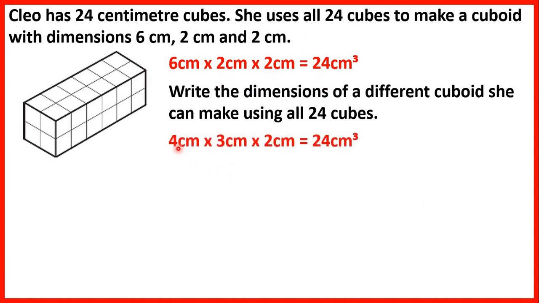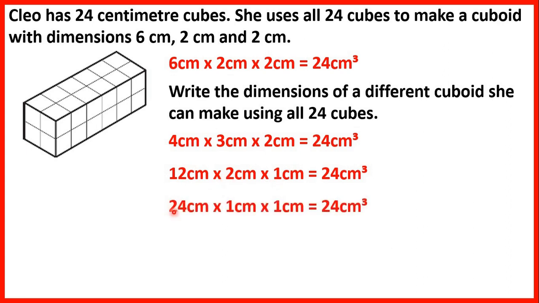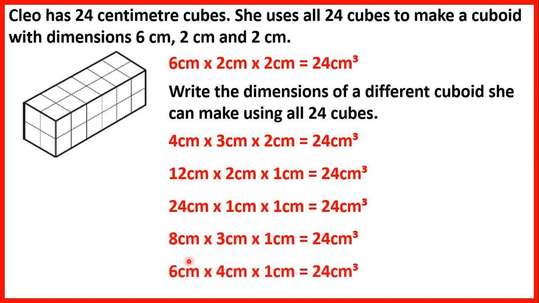Well, we could have 4 times 3 to make 12 times 2 is 24. We could have 12 times 2 times 1. We could have 24 times 1 times 1. We could have dimensions of 8, 3 and 1. Or we could have a 6 by 4 by 1 cuboid.